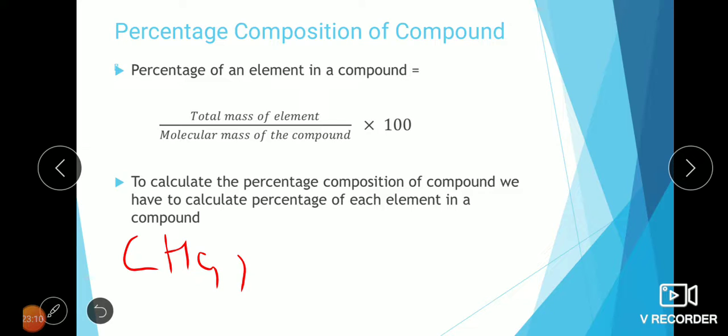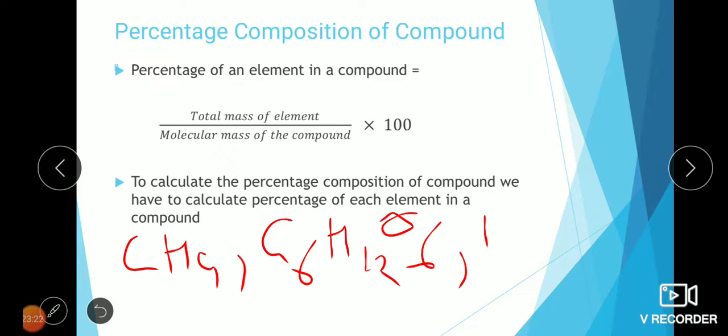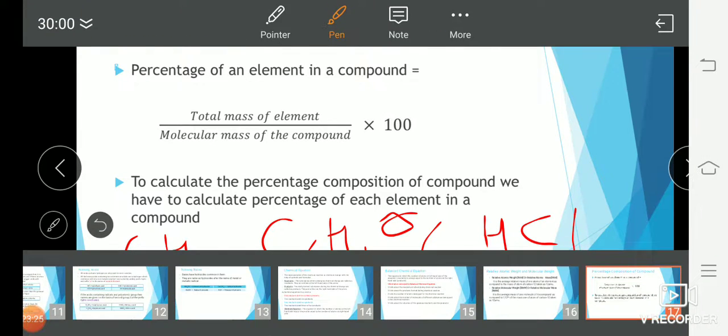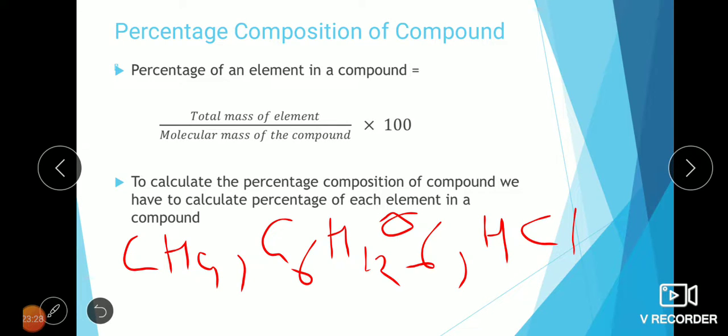The second compound would be glucose, that is C6H12O6. Third compound will be hydrochloric acid, that is HCl. Your fourth compound would be ethene, that is C2H4. And your last example for practice would be ammonium hydroxide, that is NH4OH.